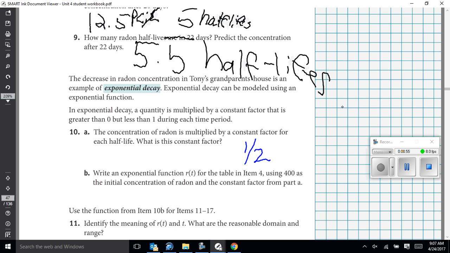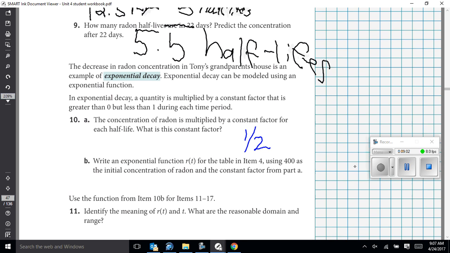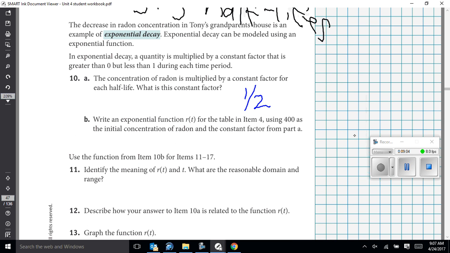So write an exponential function, r of t, for the table in item 4, using 400 as the initial concentration of radon and a constant factor from part A. So what would our equation be? If we were to write this out, using what we know for exponential growth, we take our first term, which is what we start with. So we start with 400. And what are we multiplying by each time? Half. And then to t. So with an exponential function, our variable is in the exponent.